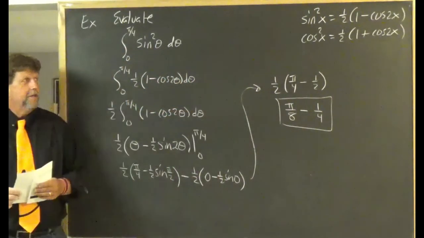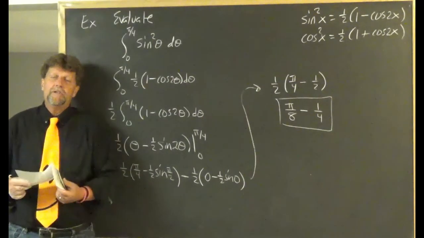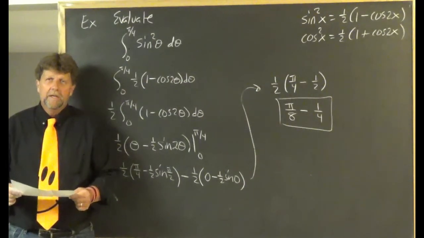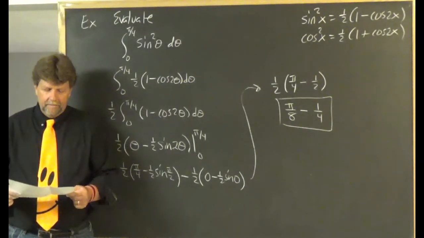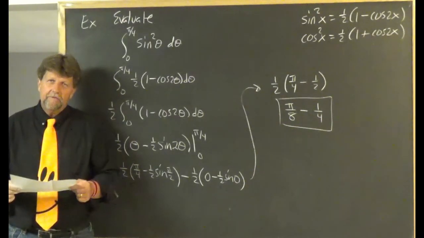So power reducing identities are going to be with you for the rest of your life in calculus. So get happy with them. Folks, that's it here in section 5.5.